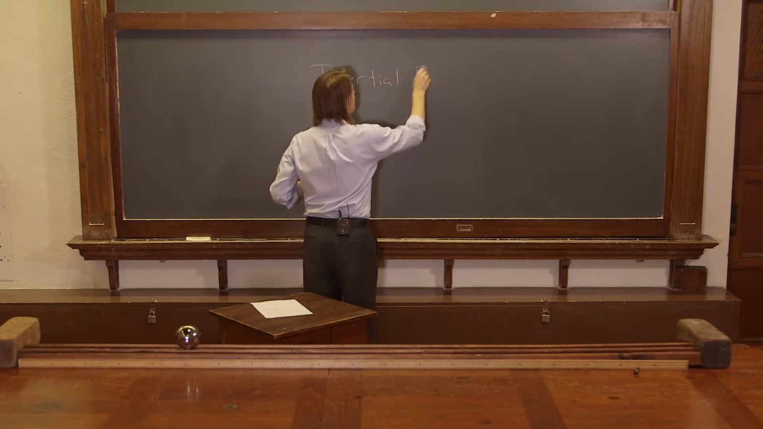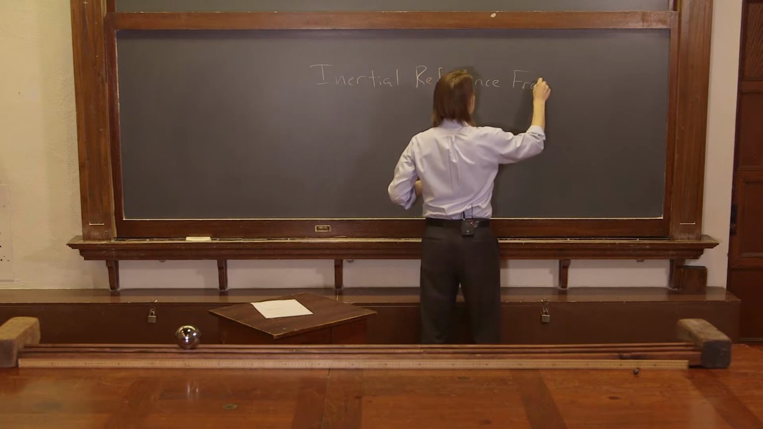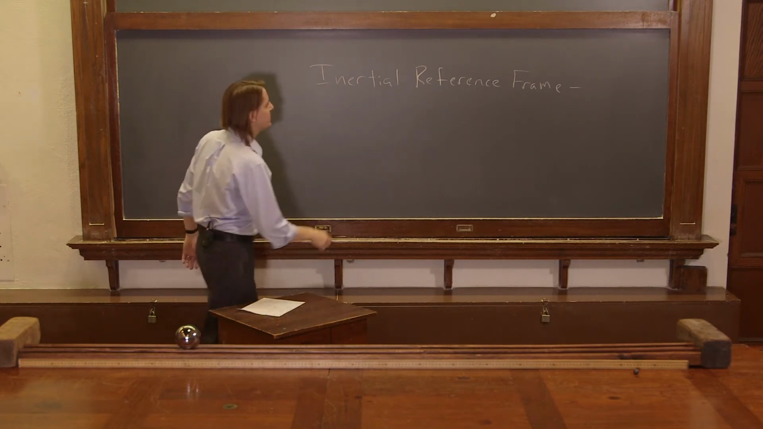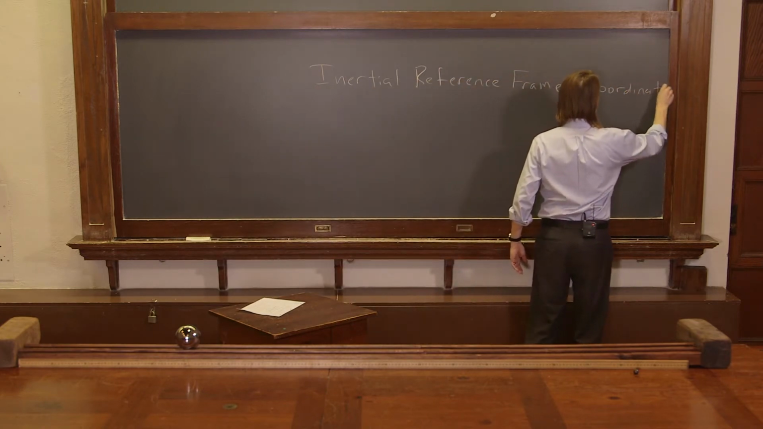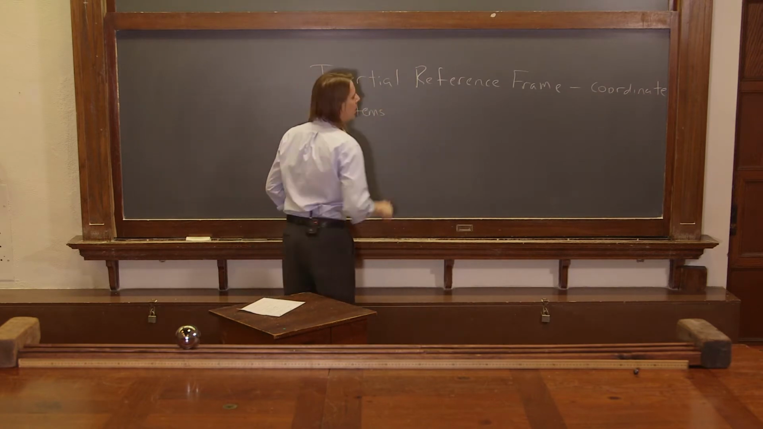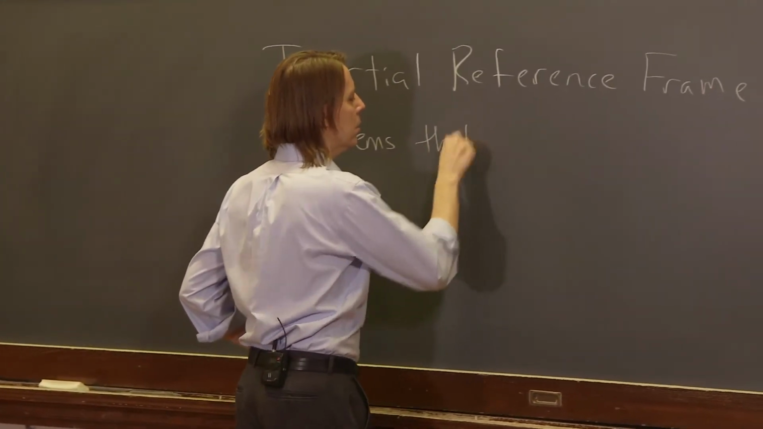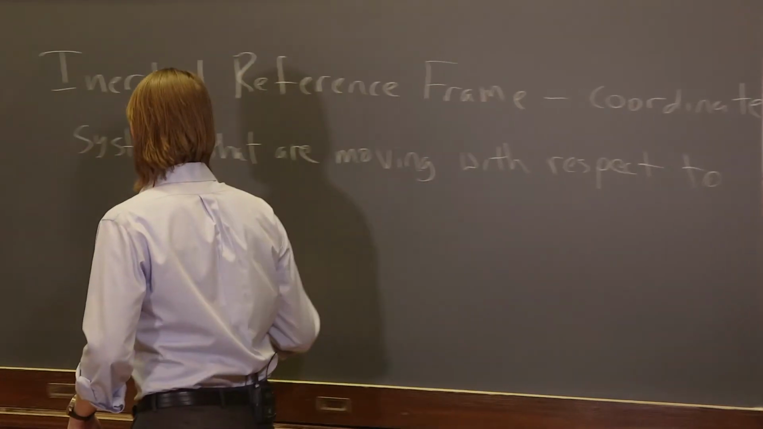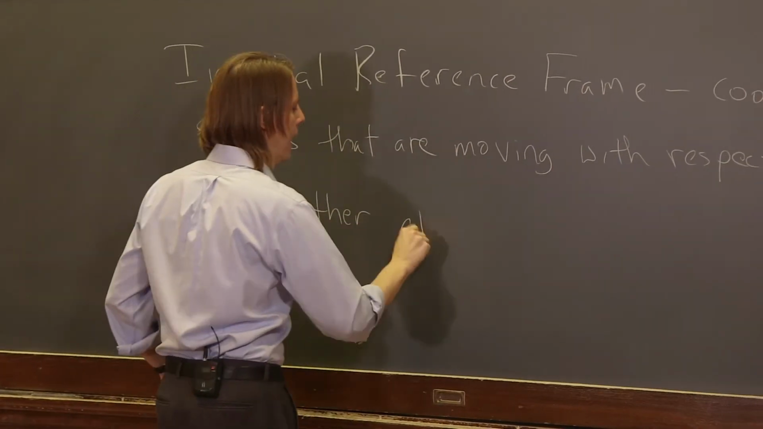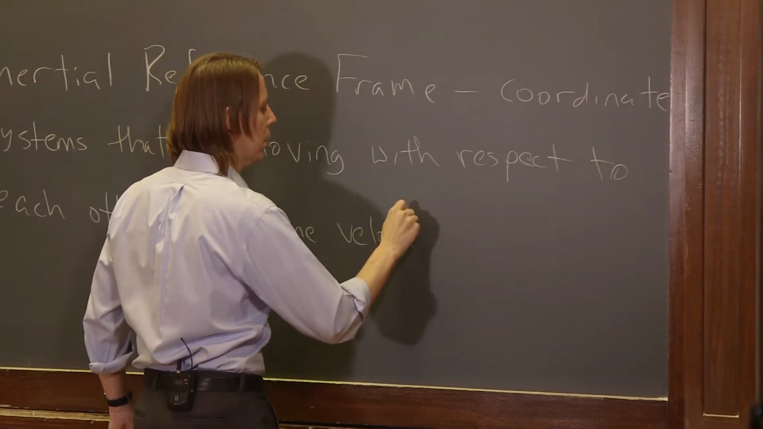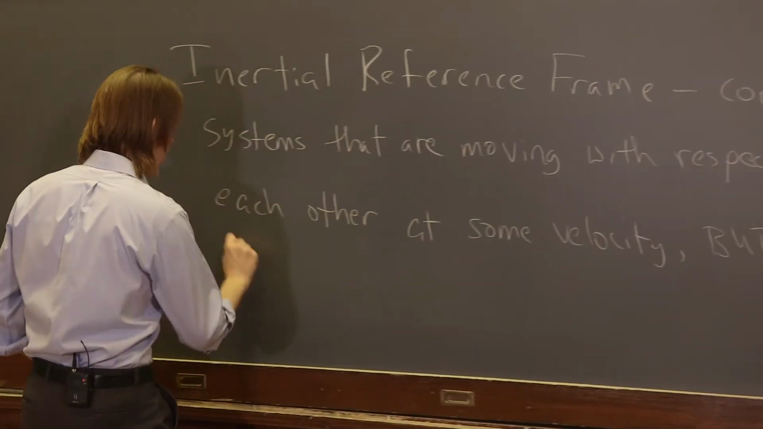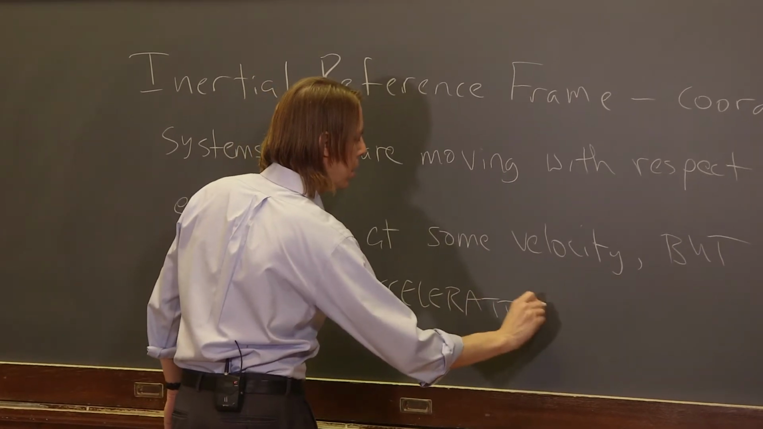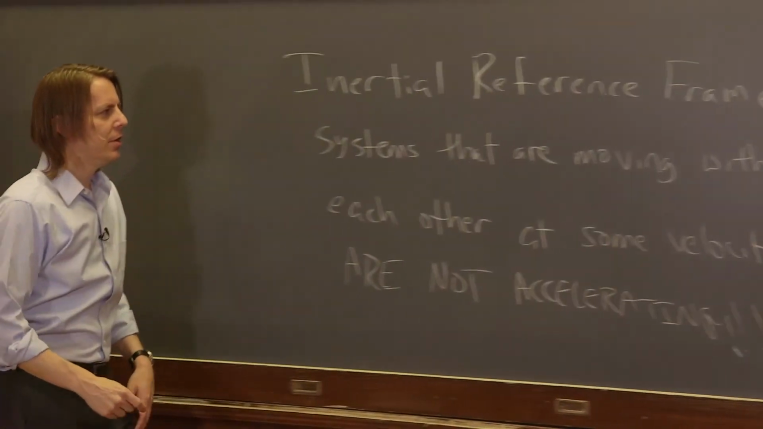What? An inertial reference frame. Sort of a long, complicated name for something that is simply, my simple definition, is coordinate systems that are moving with respect to each other at some velocity but are not accelerating. So inertial reference frames can move.